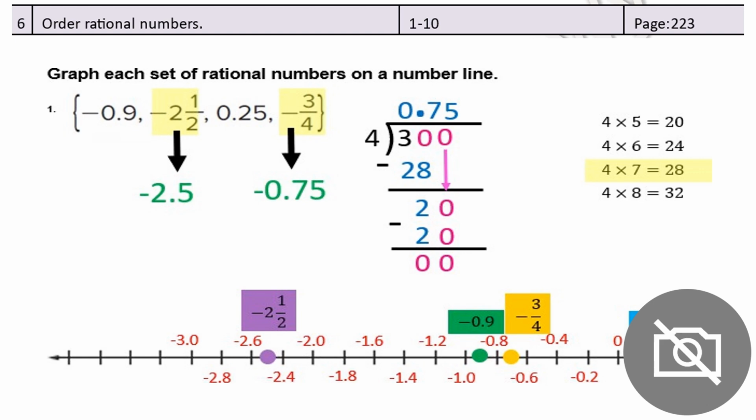Next one, in this rational numbers, they will ask you to arrange this in order or mark it on the number line. So first thing you have to do is make this into decimal form. This one also, make it into decimal form. So first task, write all the fractions into decimal form. So this is minus 2.5, this is minus 0.75. See here, except this, all others are negative numbers.